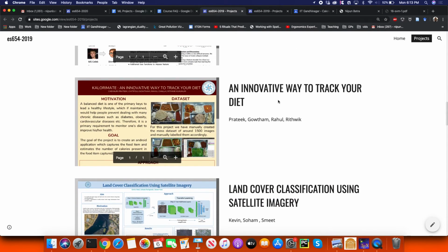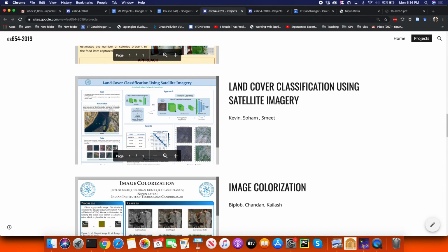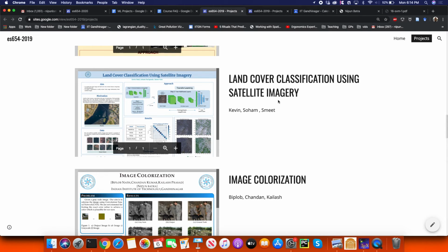People were trying to track your diet. This specific project ended up, if you can see, the thali is from the mess. That might look familiar to you. They looked at the plate which you get in the mess, and they were trying to estimate the calorie count. People were trying to do land cover classification using satellite imagery. So we saw a video where satellite imagery was used to predict the poverty of a region. They are trying to classify land, whether it is land, water, road, etc.